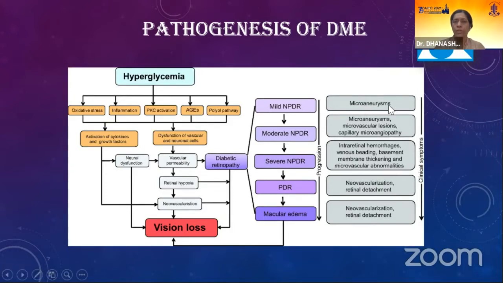And you all know that the changes involve microaneurysms to begin with, and later you have further capillary microangiopathy leading to intraretinal hemorrhages, venous bleeding, basement membrane thickening, and microvascular abnormalities. These eventually lead to neovascularization, retinal detachment, vitreous hemorrhage, and vision loss.